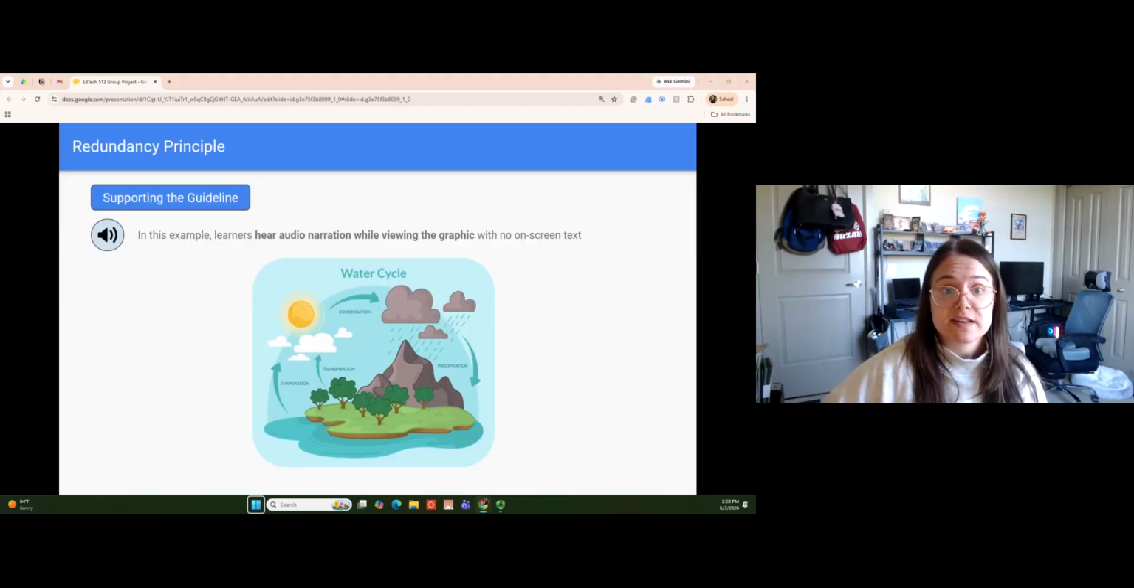This slide demonstrates a design that follows the redundancy principle. The learner sees a graphic of the water cycle while listening to a narration that explains the process. Notice that in this example, there is very little text on the screen besides labels that identify key parts of the diagram. The graphic provides the visual information and the narration provides the verbal explanation. Because the same information is not repeated as large blocks of on-screen text, cognitive overload is reduced and learners can focus on building a mental model of the water cycle.